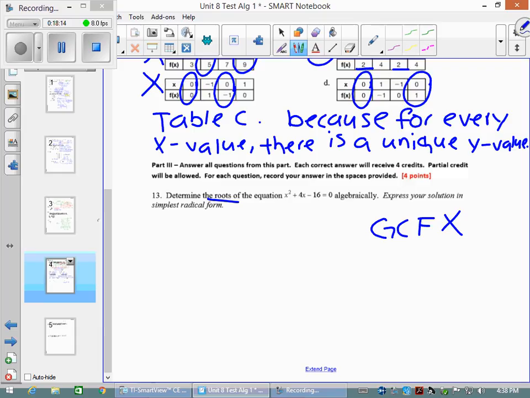If I try to do trim, I want numbers that add to a positive 4 and multiply to a negative 16. And there are not 2 values that add to a positive 4 and multiply to a negative 16. So I actually cannot do trim here either. I cannot use any of our factoring methods to solve this. I am going to need to do either completing the square or the quadratic formula. Since we already did the quadratic formula on this exam, I will do completing the square. So I have x squared plus 4x, and I want to move this 16 over to the other side, so I'm going to add 16 on both sides.